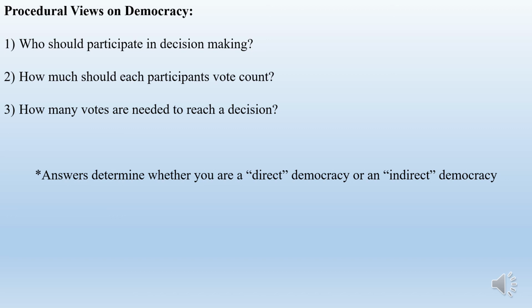Now, procedural views on democracy. First question is, who should participate in the decision making? How much should each participant's vote count? And how many votes are needed to reach a decision? These are all three very important questions, because the answers to these questions determine whether you are a direct democracy or an indirect democracy. And there are major differences.